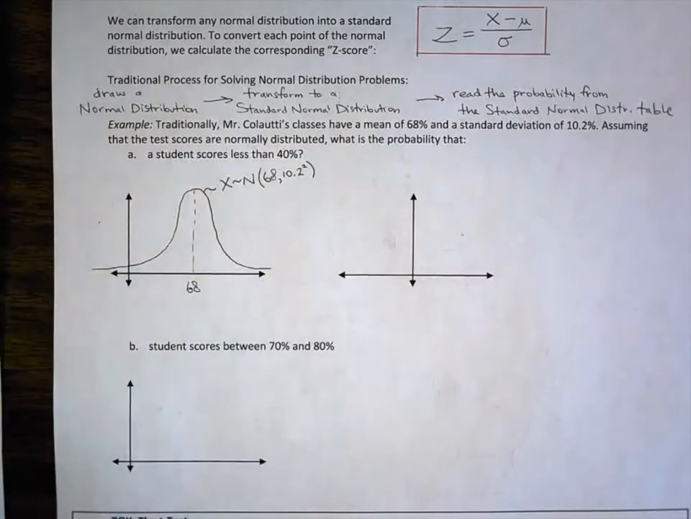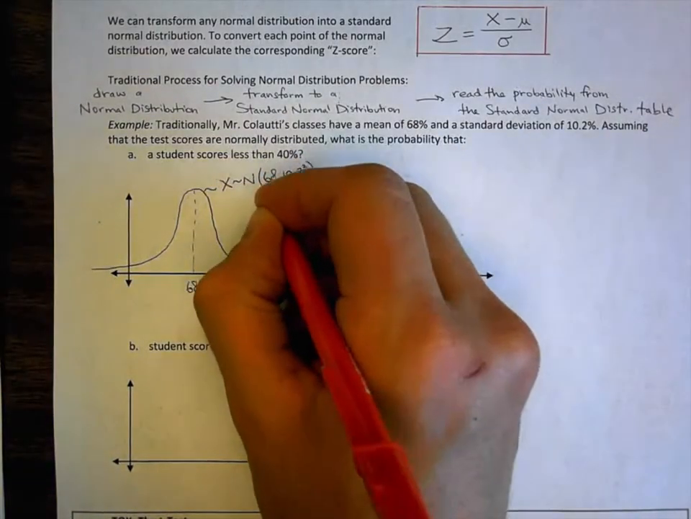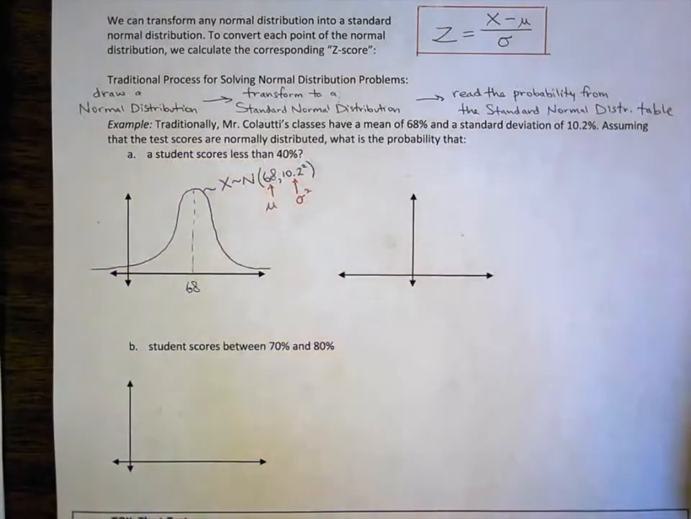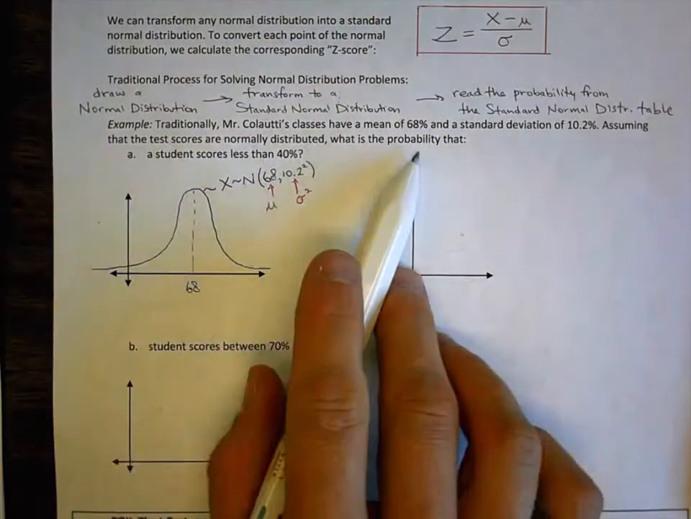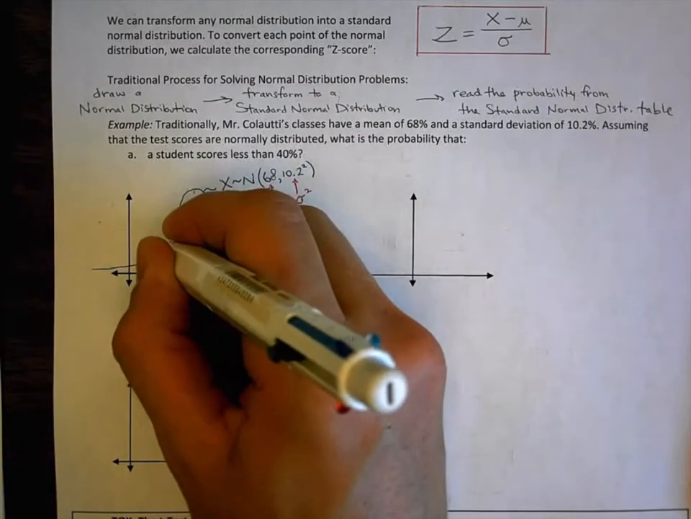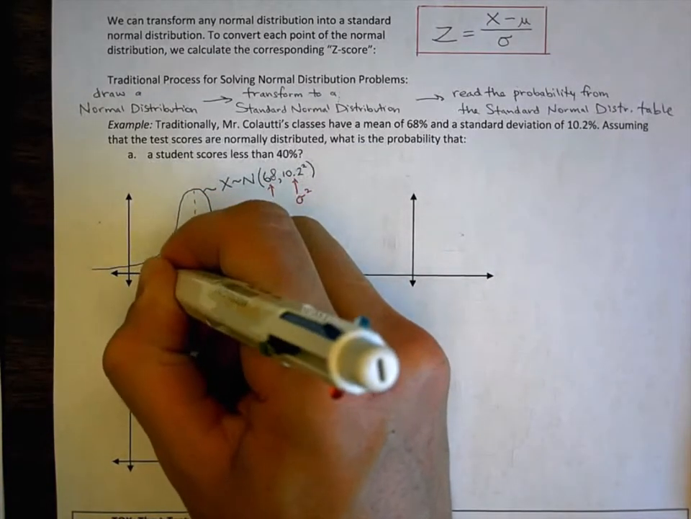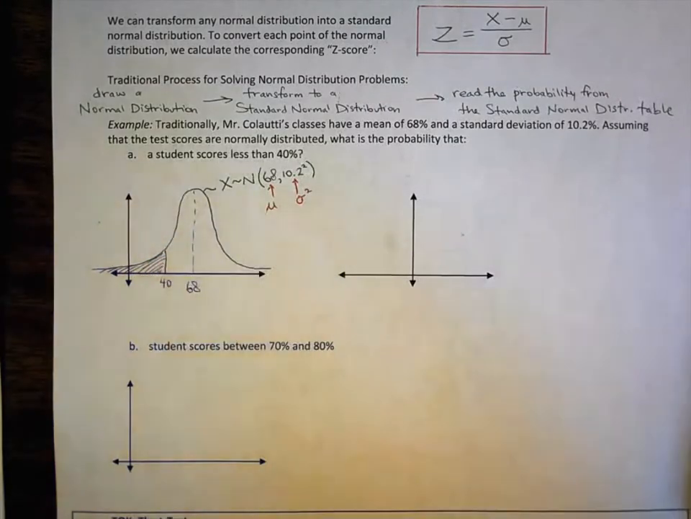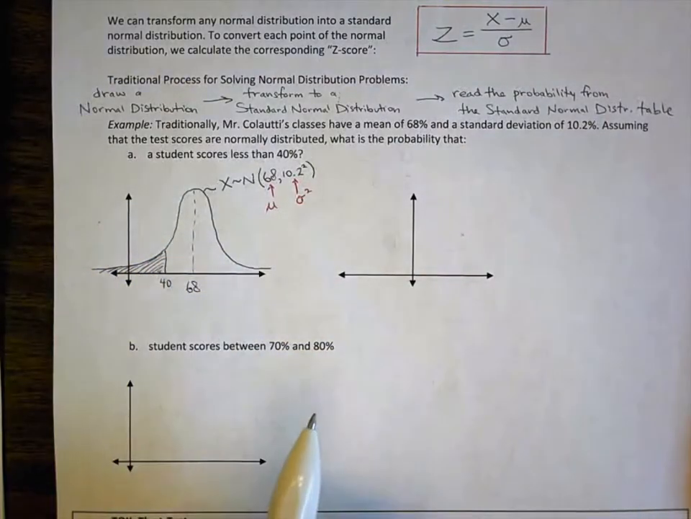Okay, and yeah, I'll just put a little note, right? This is the mean, and this is the sigma squared. Okay, and the question is asking, what's the probability that a student scores less than 40? So 40 is somewhere here, that's my cutoff. And I want to know if a student is less than 40. So that's the area I'm looking for.